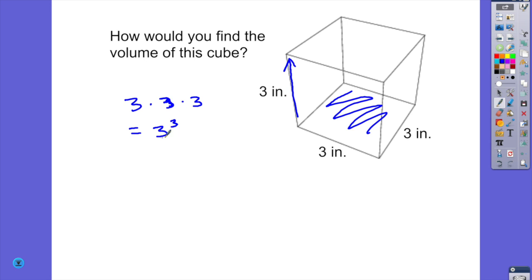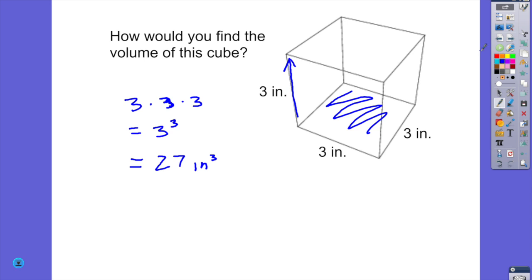So just like we call something to the second power squared, this is why we call something cubed, because we're literally finding the volume of a cube. Now 3 to the third power, or 3 times 3 times 3, is 27. So this problem would have an answer of 27 cubic inches.